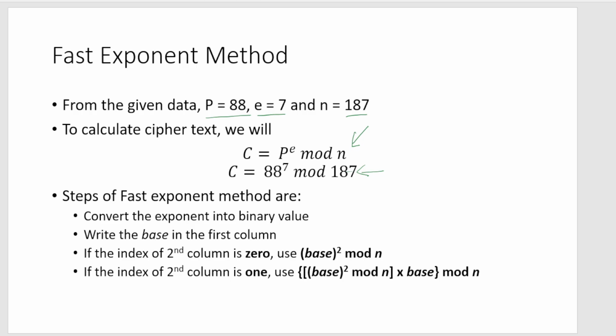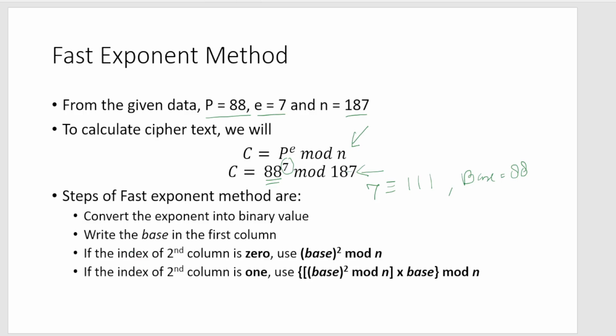Now the step for the fast exponent method says convert the exponent into binary. So in this equation I have 7 as the exponent, so I have to convert this 7 into its equivalent binary. So the binary value of 7 is 111. Then I have to write the base in the first column. So the base of this exponent is 88, and I want to write this base value in the first column.